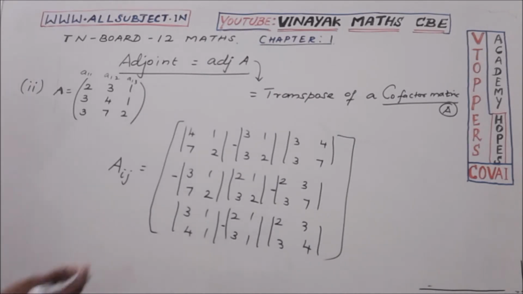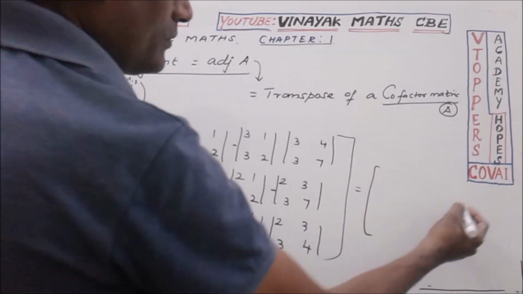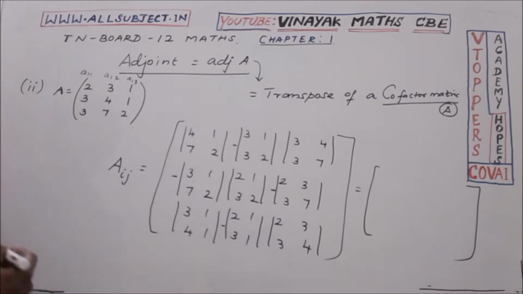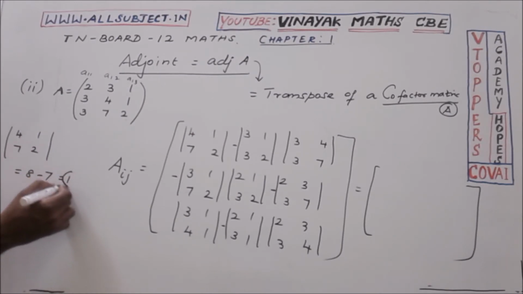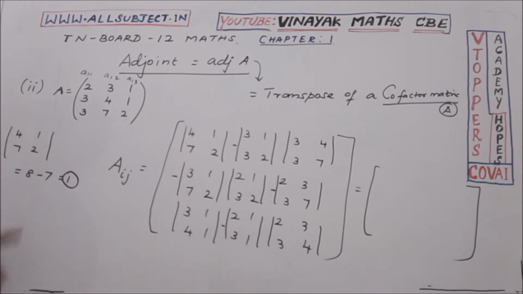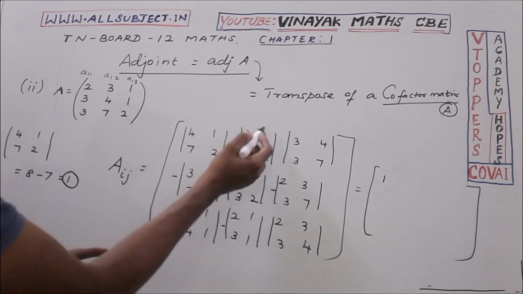Then we simplify by cross multiplying. How do we find the minor value of a 2 by 2? The first one is 4, 1, 7, 2. First multiply the leading diagonal, 8, then multiply the secondary diagonal, 7, and subtract; it equals 1. This is the minor value. Similarly, the first one is 1. For the second one, 6 minus 3 is 3.